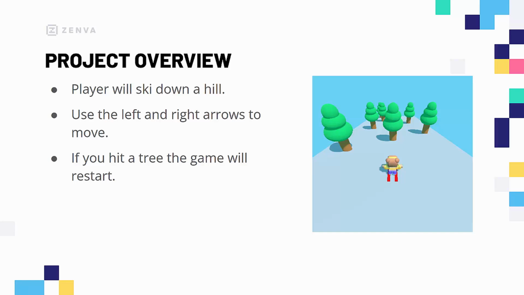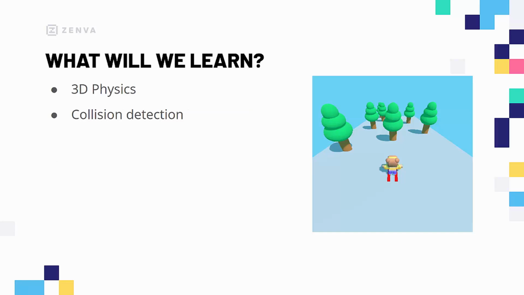Okay, so collision detection is basically where we are detecting when two colliders have bumped into one another, and then we run a function on one of those objects. So what we're going to be learning is 3D physics, which is going to extend from what we learned in 2D physics, as well as collision detection, which is going to extend over to the scripting side.